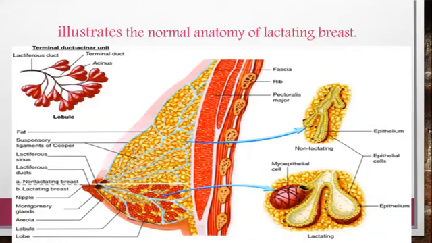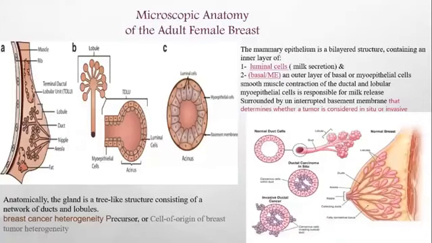Okay, look at the terminal duct lobular unit and the surrounding stroma of a normal non-lactating lady, and see here during lactation how it proliferates and enlarges, both the stroma as well as the epithelial portions.